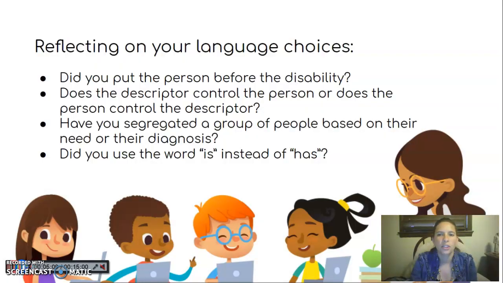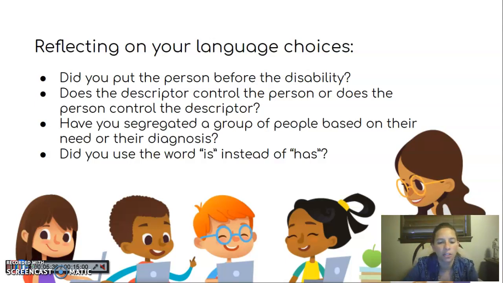So, as you reflect on your own language choices, consider these questions to guide you. Did you put the person before the disability? Does the descriptor control the person, or does the person control this descriptor? For example, saying a person who uses a wheelchair keeps the person in control of the wheelchair, whereas wheelchair bound has the wheelchair confining the person, as we discussed earlier.